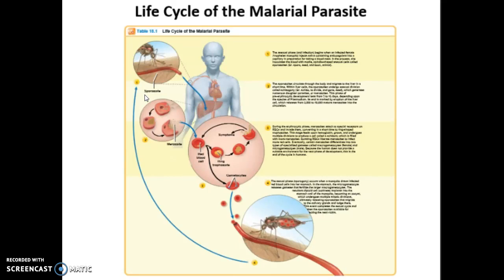You transform, so to speak, from the sporozoite to the merozoite to the trophozoite / gametocyte, and the gametocyte is what goes back into the mosquito to transform into the sporozoite.